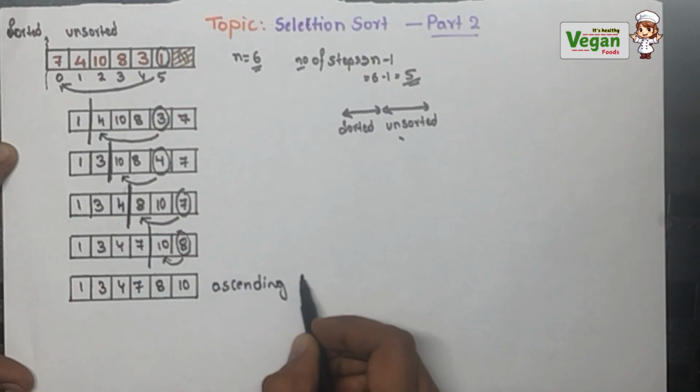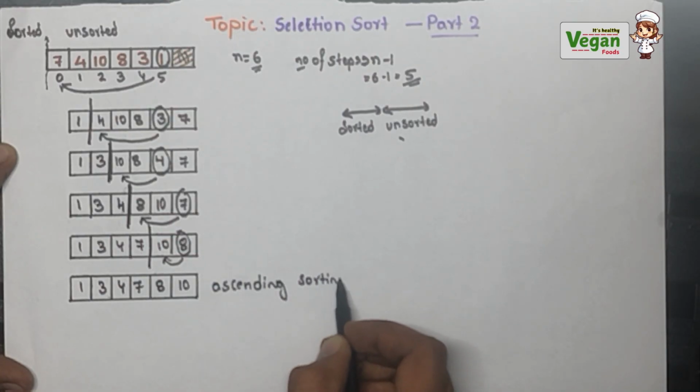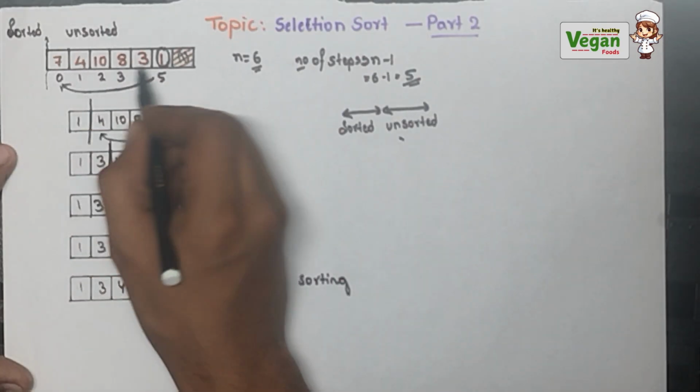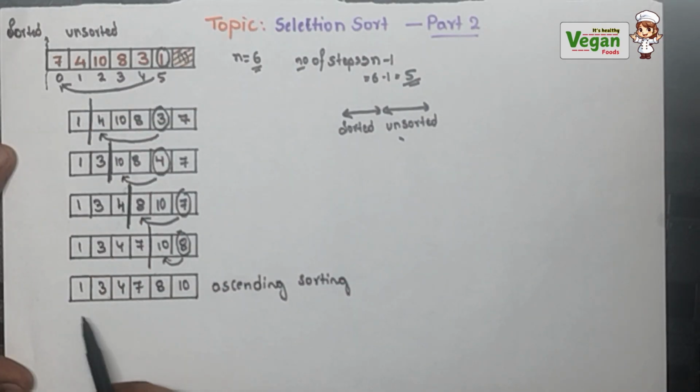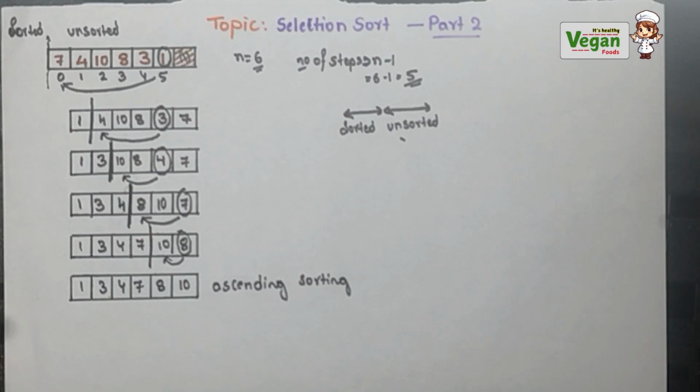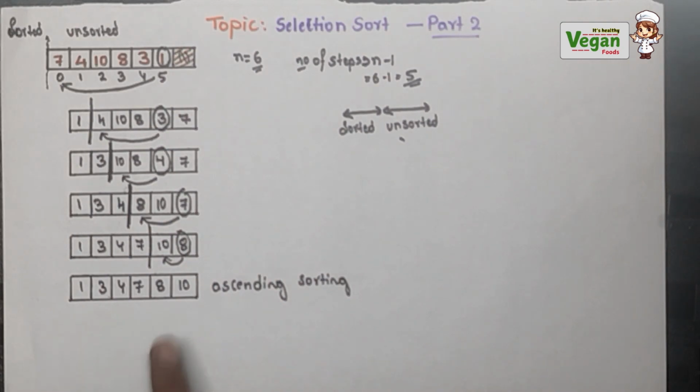What is this? Ascending sorting. Ascending sorting means we have arranged all the given elements in increasing order: 1, 3, 4, 7, 8, 10. So if they tell you descending order, what you must do is arrange from 10, 8, 7, 4, 3, 1. Like that it must come. In most exams, ascending sorting will be asked in selection sort. You can do it like this.